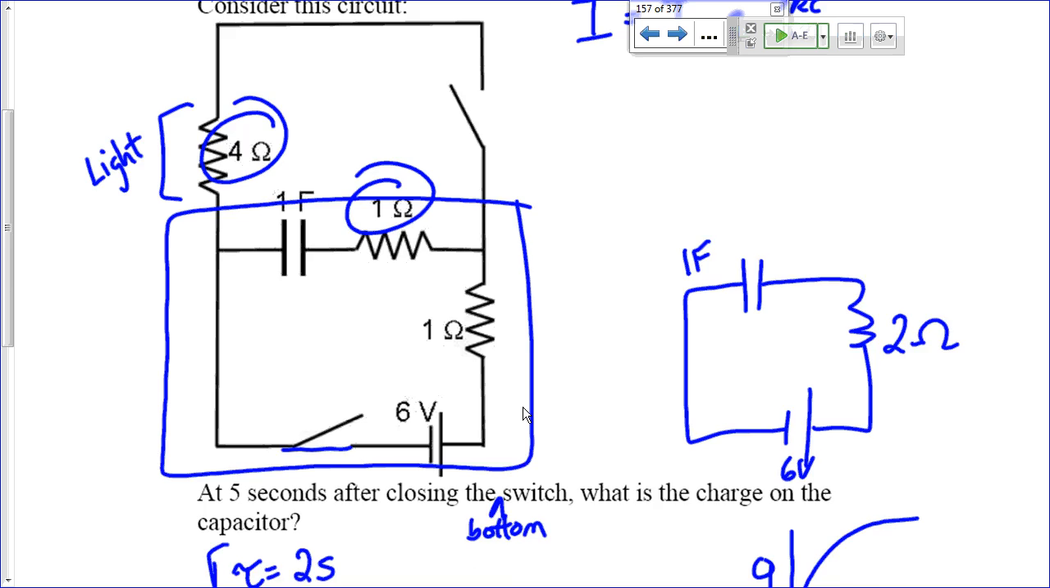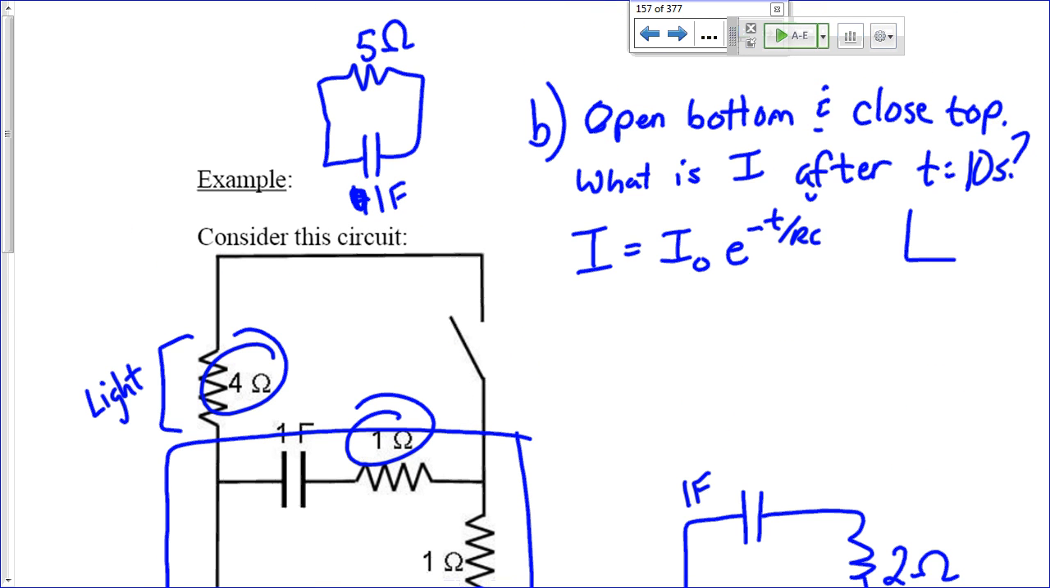Remember, this is that function that looks like this. I versus t looks like that. My current is actually decreasing with time at a particular rate. And so I want to figure out now what is I naught.